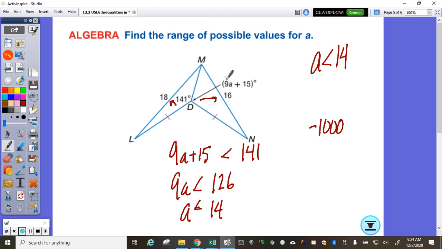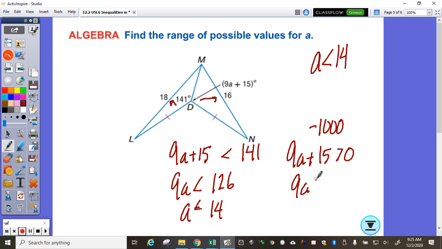It's going to be negative, because it's going to make my angle negative, right? If I plug in negative 1,000 in here, negative 9,000 plus 15 is negative whatever. So I have to make sure that this angle right here is going to be larger than 0, because I got to make sure that this is going to be positive.